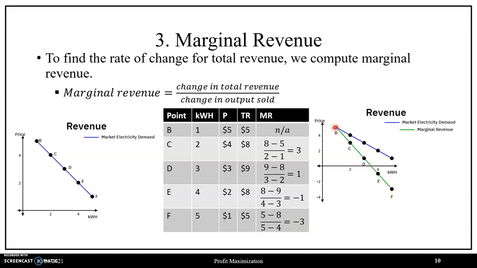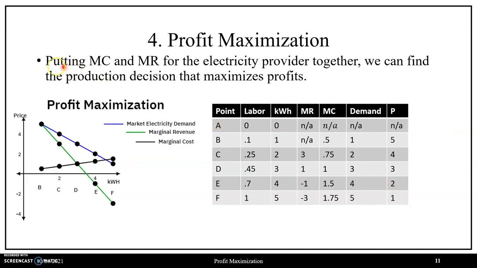The two things to keep in mind with the marginal revenue function for the monopolist is that it's downward sloping, and that it's strictly below our market demand curve for electricity. So then, with our information in terms of marginal cost and marginal revenue for the electricity provider, let us put the two together and go through our profit maximization process to find our production decision that maximizes profits.